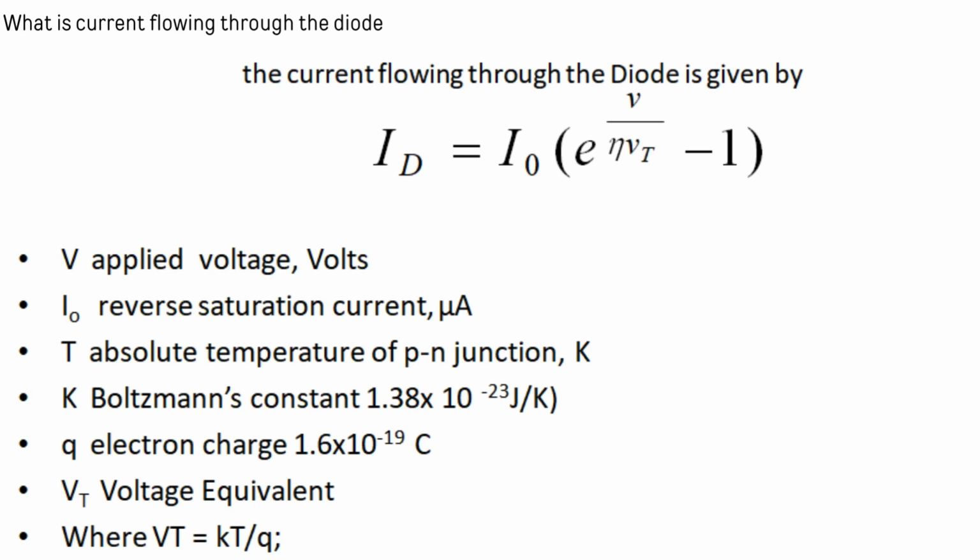See, the formula for Vt equals kT by Q, where this K is called Boltzmann's constant, not temperature. Temperature is in kelvins. That K is different, and the Vt formula is Vt equals kT by Q, where K is Boltzmann's constant and T is temperature. The Boltzmann constant is 1.38 into 10 power minus 23 joules per kelvin, and Q is nothing but the electron charge, which equals 1.6 into 10 power minus 19 coulombs.